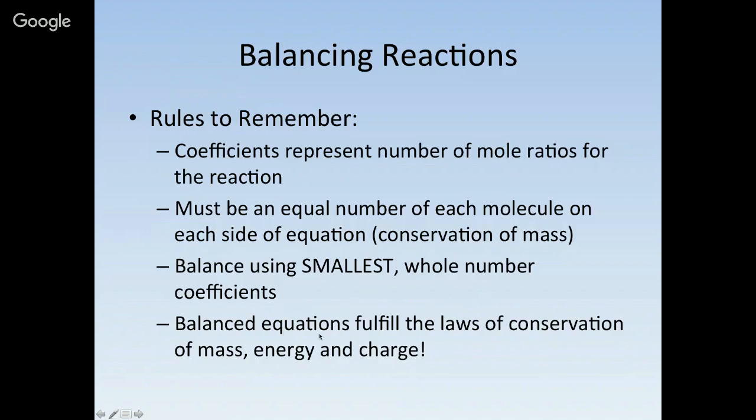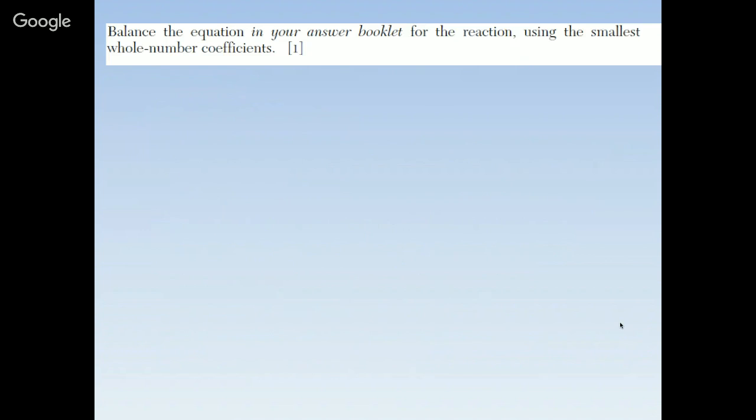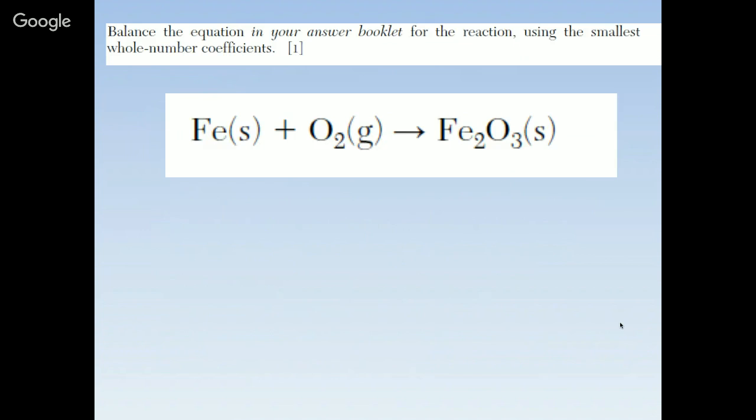And then remember, balanced equations always fulfill the law of conservation of mass, energy, and charge. Charge we do a lot with balancing redox reactions, and the law of conservation of mass we've been doing with balancing actual reactions. This is where you might want a piece of paper out so you can balance with us. If you can do it in your head, that's great. Try this one: Fe plus O2 gives Fe2O3. Balance it using the smallest whole number coefficients.